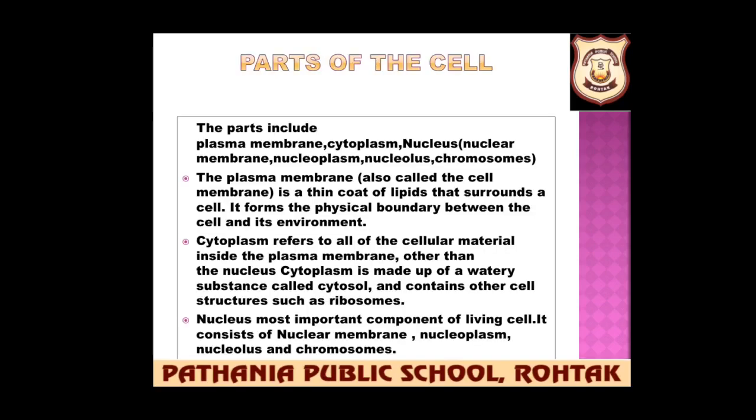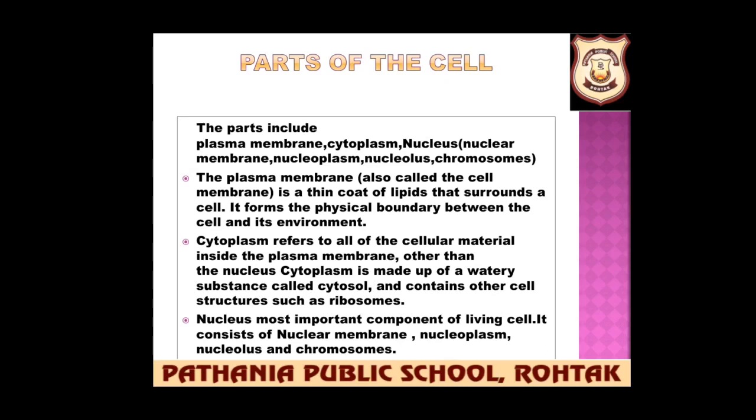Now, the parts of the cell include cell membrane, cytoplasm and nucleus. See, plasma membrane, you can also write down cell membrane, one and the same thing. Cell membrane and plasma membrane is the same. So every cell organism is bounded by a thin delicate membrane that is called cell membrane or plasma membrane. This is the first constituent of the cell. It is compulsory that every cell must contain cell membrane or plasma membrane.